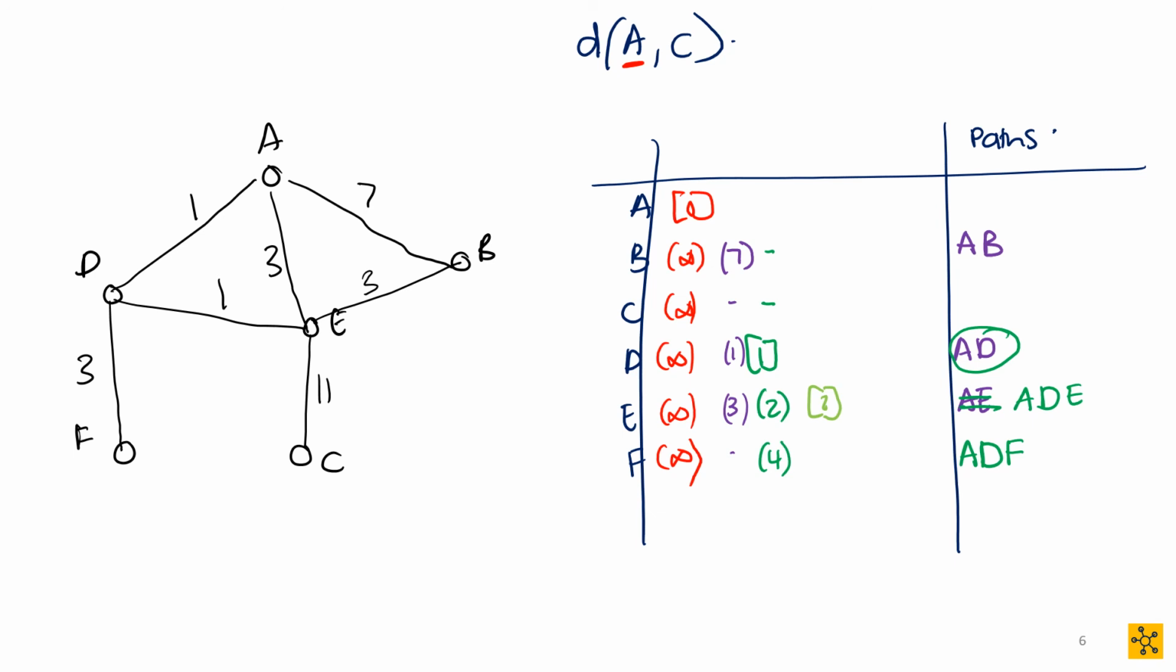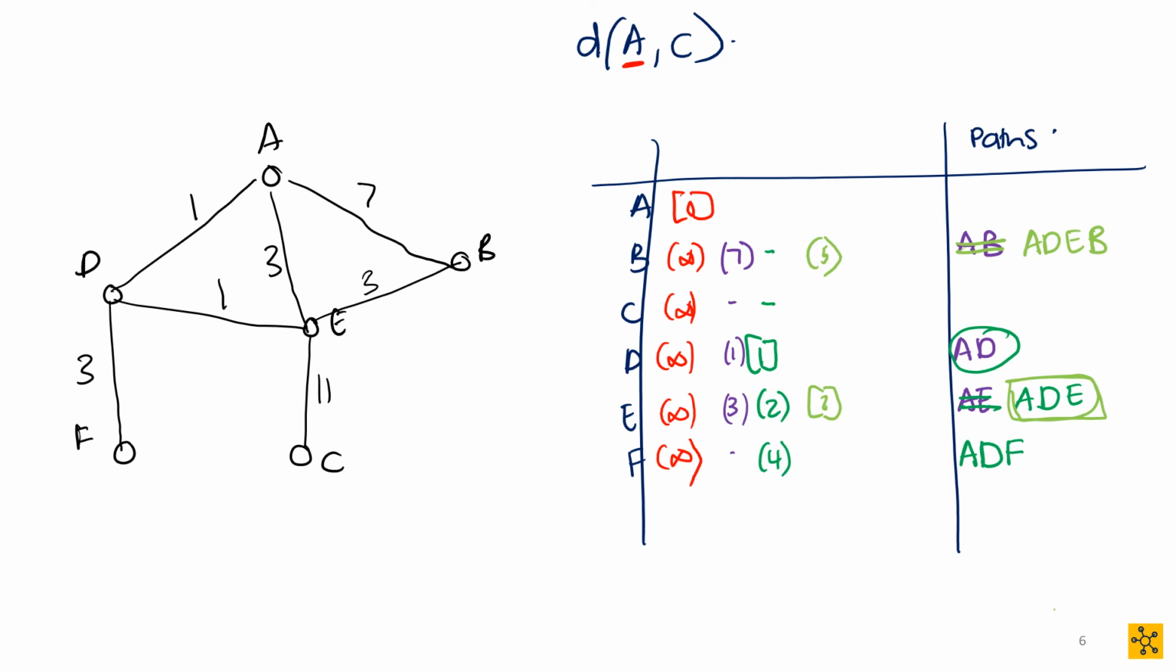E is connected to B. So we have 2 plus 3 is 5. That is less than 7, so we update B to 5, which means we update its path. So we take the path that we have running in E at the moment, write that down, ADE, and then add the B to it. So now we know that ADEB is a path of length 5. Okay, then we move on. Continue updating our temporary labels.